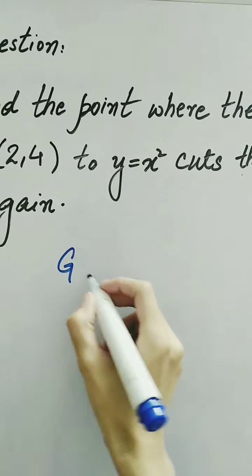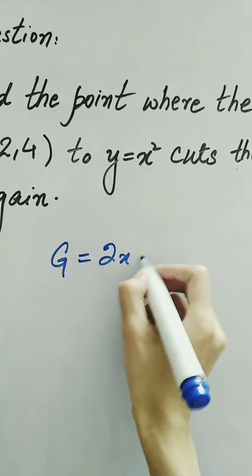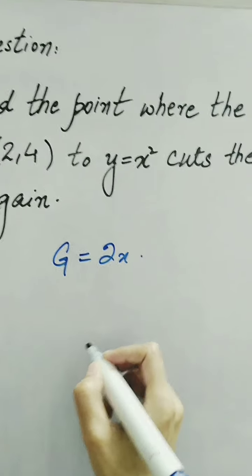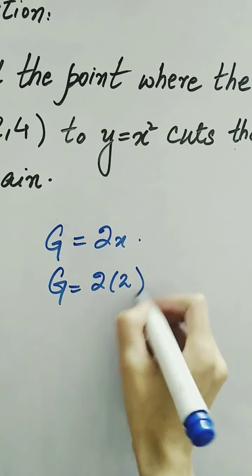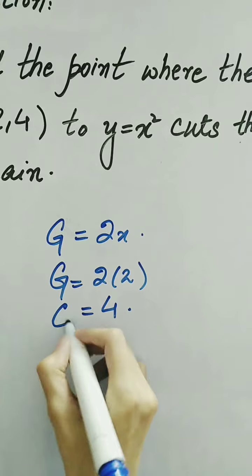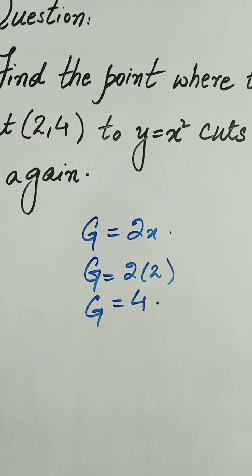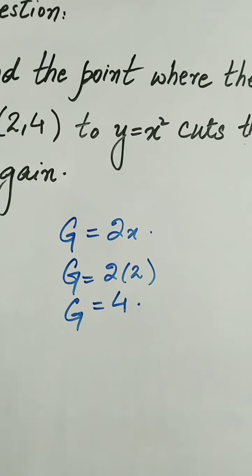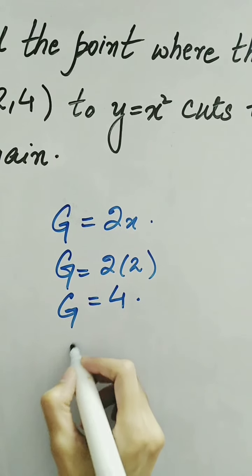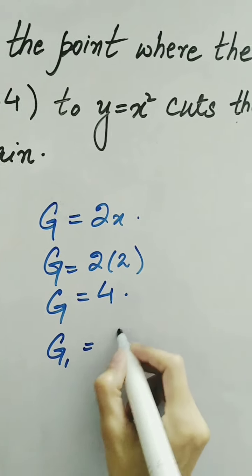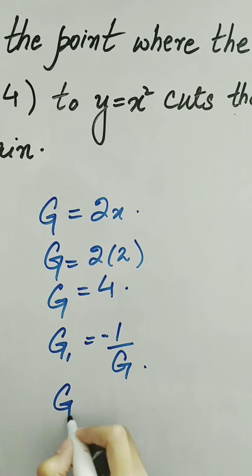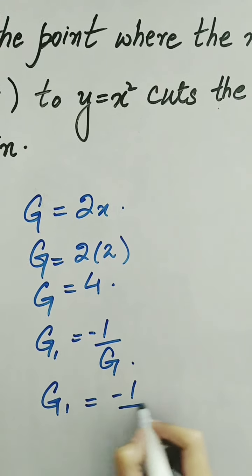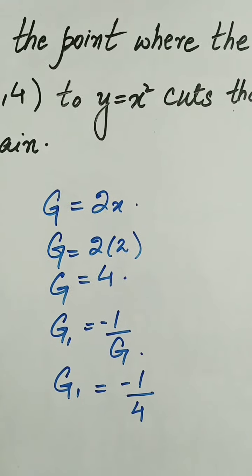We know that the gradient formula for the curve is dy/dx is equal to 2x, and this is the equation of the curve. So we have gradient 2 into 2 is 4, but this is the point which is normal at the given coordinate, and for that we have a gradient formula minus 1 over g. So our gradient comes out as minus 1 over 4.